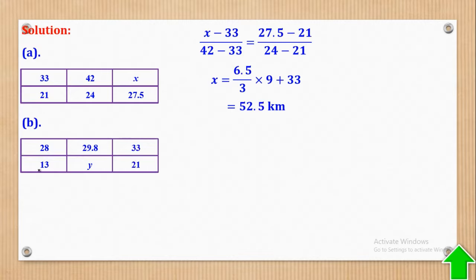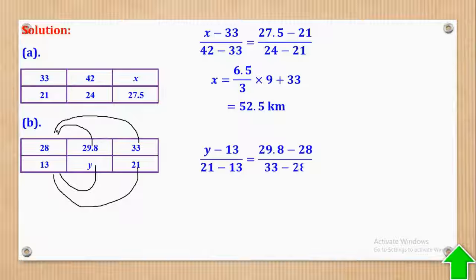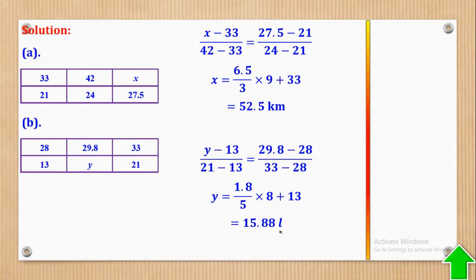So in this case 13 and 21, it is 13 which is smaller, therefore the ratio will be (y minus 13) divided by (21 minus 13) is equal to (29.8 minus 28) divided by (33 minus 28). So when I make y the subject, y will be equal to 15.88 liters. So basically that is what they wanted.